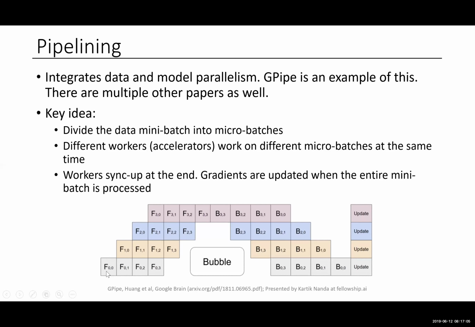So the dependency here is from F0,0 to F1,0, from F0,1 to F1,1, and then further to F2,1. And so at this particular stage, for example, you've got all workers simultaneously working. And then the whole thing kind of goes backwards as well, and then you do the updates in parallel. So workers in the end sync up in exactly the same way as they did previously. And so the gradients are updated when the entire mini batch is processed.